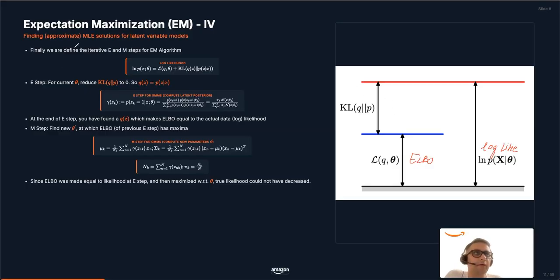Okay. So we are finally in a position to define the E and M steps of the EM algorithm. You have your log likelihood, which is the sum of your elbow and the KL term. So in the E step, what you will do is reduce the KL to 0. The way to reduce the KL to 0 is to explicitly set Q of Z the same as P of Z given X, because that is what the formulation comes out to be.